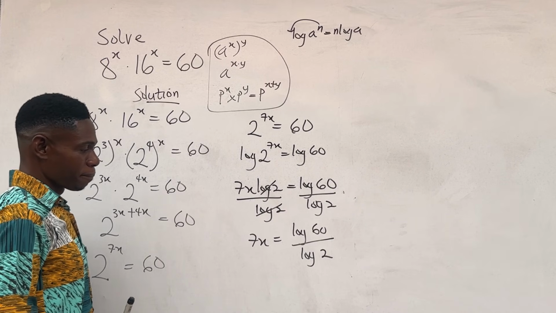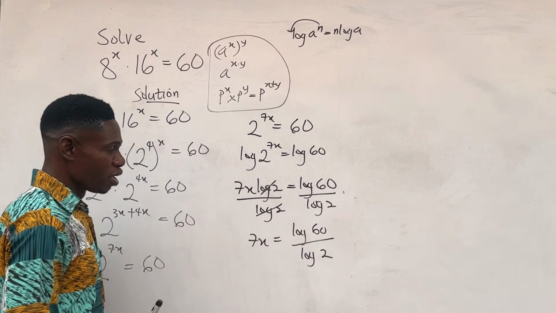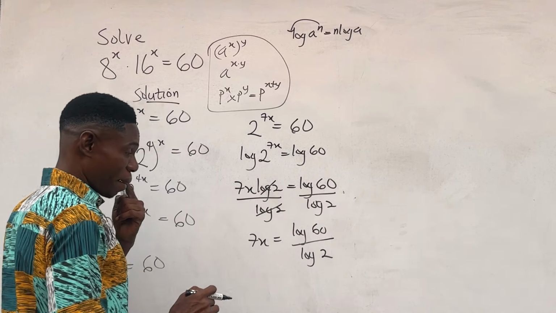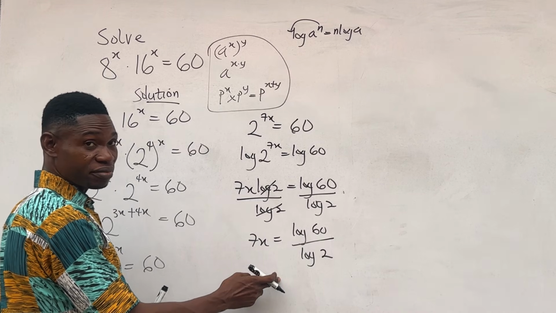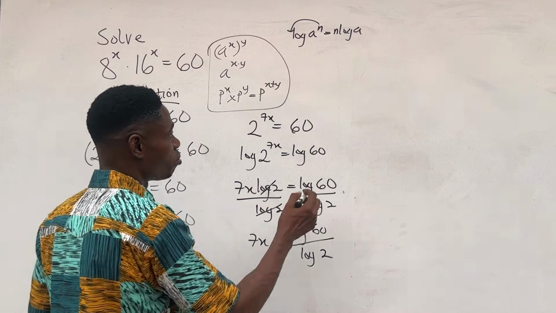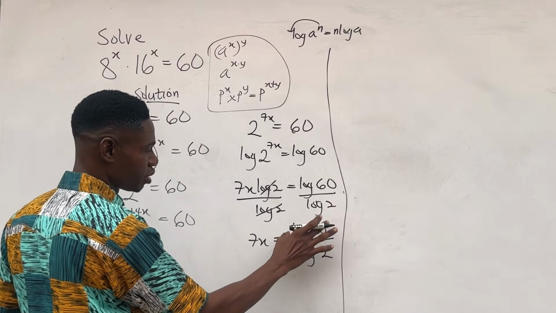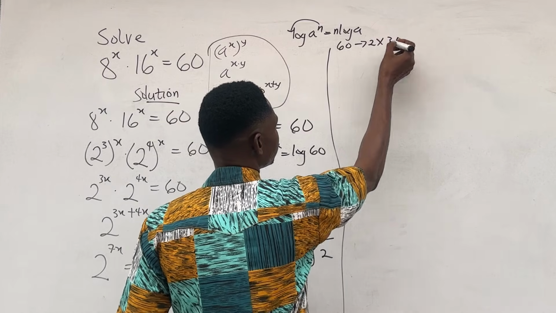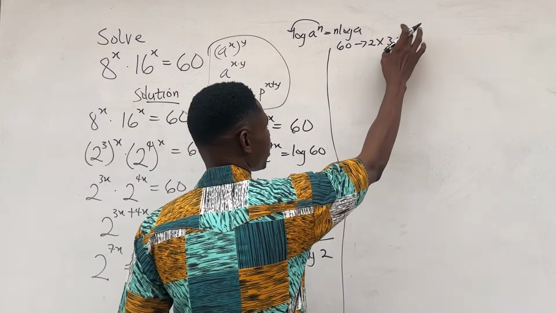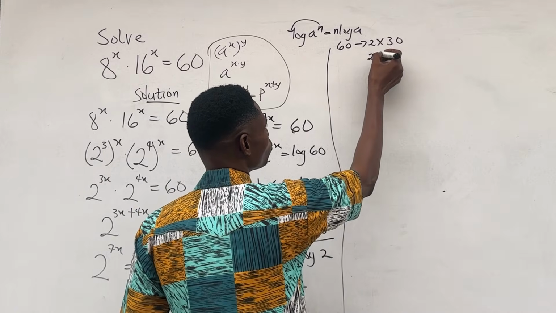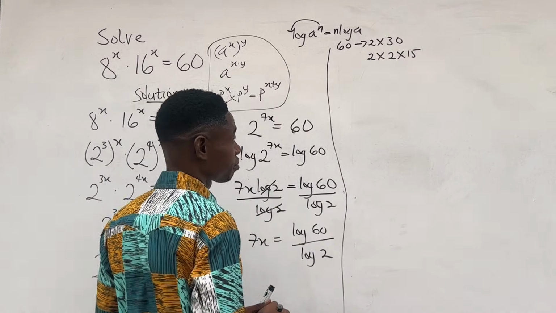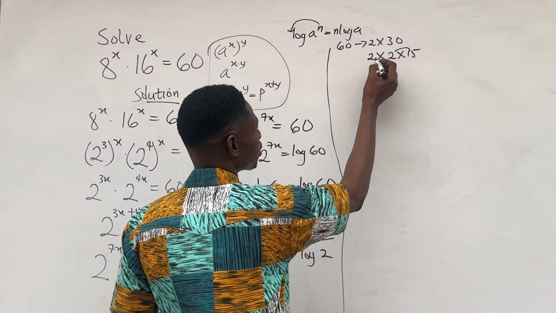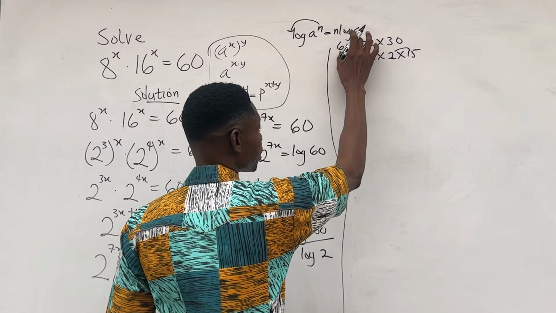Now, interesting. Let's leave the 7x and let's focus here. So we can break this 60 into what? 60 is 2 multiplied by 30, right? That's obvious. And 30 is 2 multiplied by 15. So we can say 2 multiplied by 2 multiplied by 15 will give us 60.